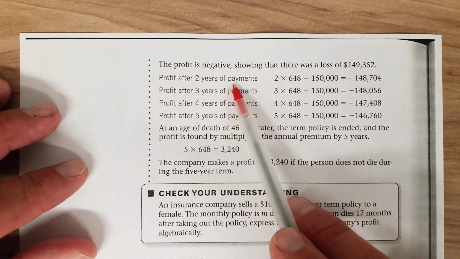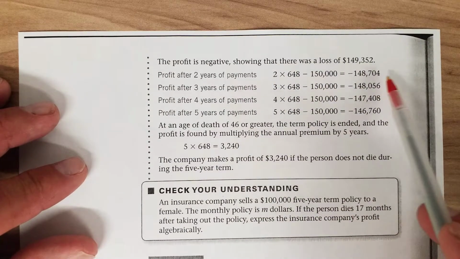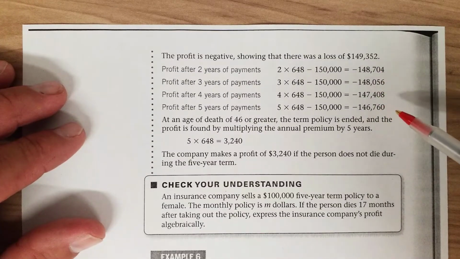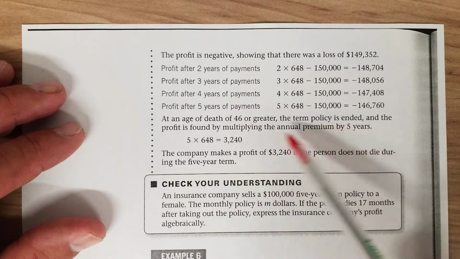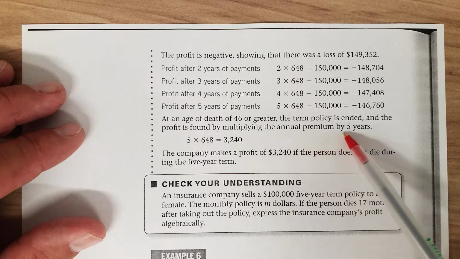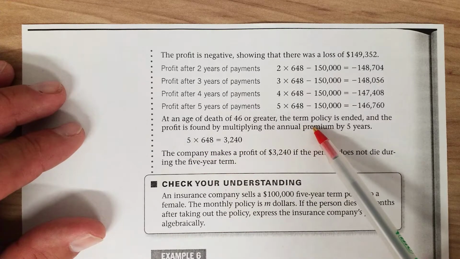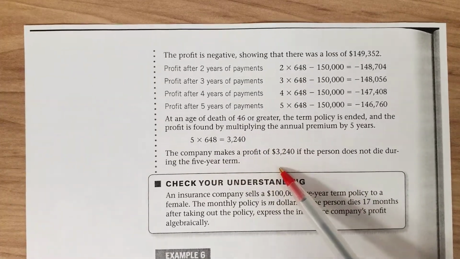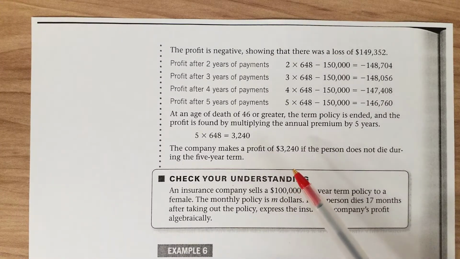After 2 years of payments, you get $648 times 2, and then minus the $150,000. And you can see, as the years go by, the company is less and less in the negative. At an age of 46 or greater, the term policy is ended, and the profit is found by multiplying the annual premium by 5 years. So at the age of 46 or greater, the term policy is ended. 5 times 648 is 3,240. So the company makes a profit of 3,240 if the person does not die during the 5-year term.